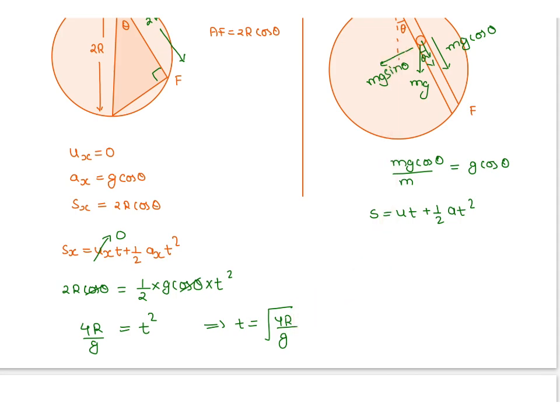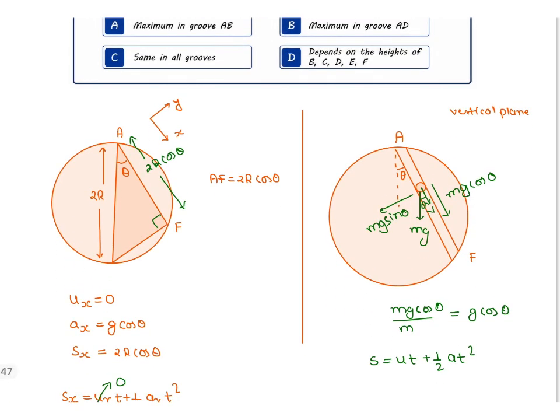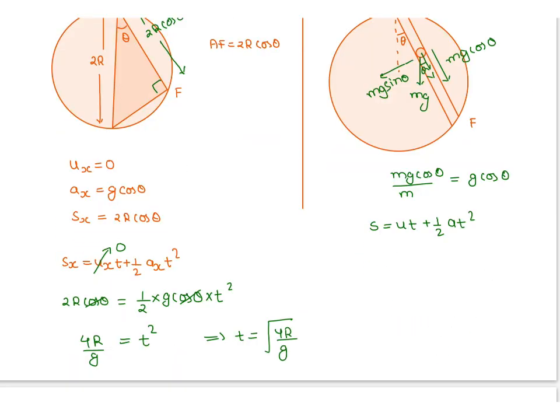So what does it mean? You will be surprised to know that all the particles will reach the circumference at the same time. So the correct option is C. And this is very well within the limit of the AP syllabus. It only requires basic trigonometric knowledge as well as knowledge of kinematics equations.